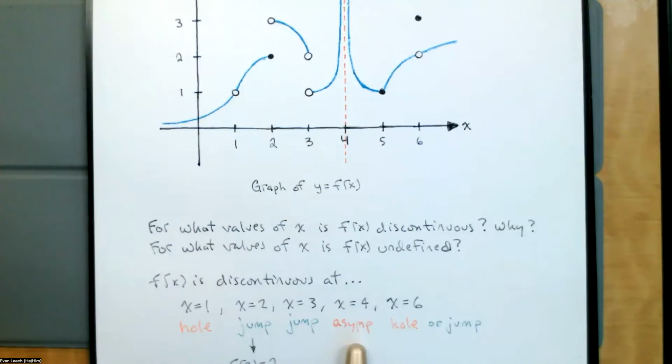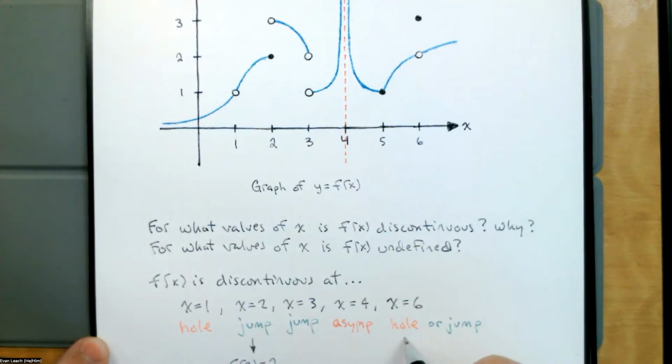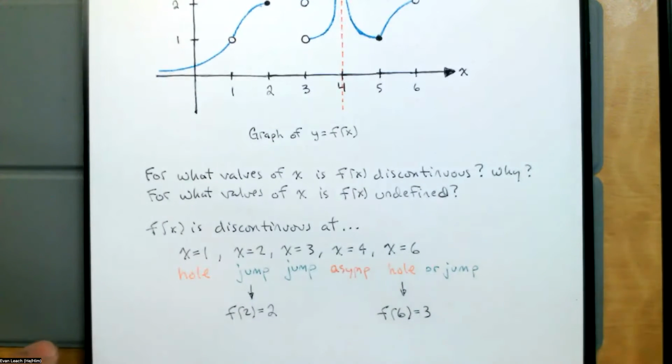Undefined. 4? Undefined, in kind of almost the worst way. About 6? f of 6 is equal to 3. So it's not just that the function is undefined at a point that makes it discontinuous. The function can be defined at a point, but still be discontinuous at that point.